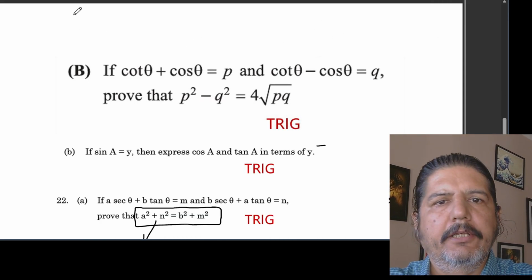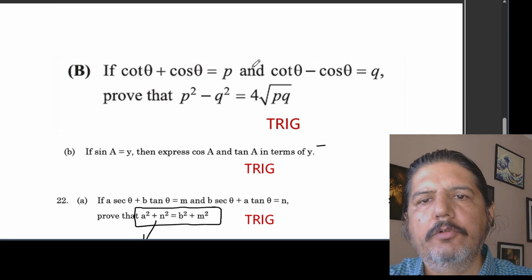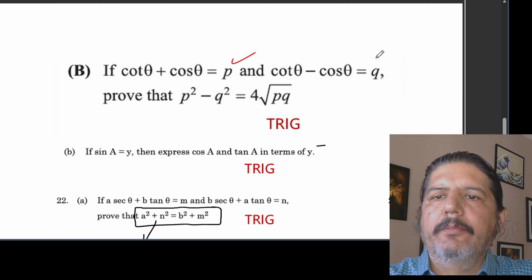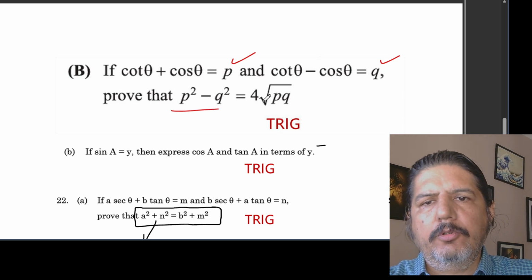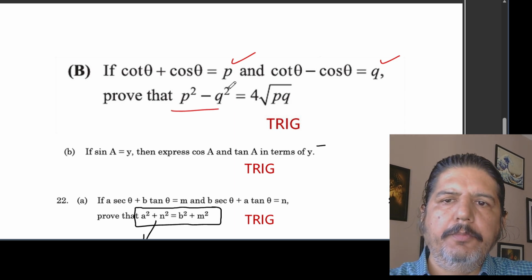So let's look at the next question now. Cot theta plus cos theta is equal to P. Cot theta minus cos theta is equal to Q. Prove that P square minus Q square is equal to 4 root of PQ.